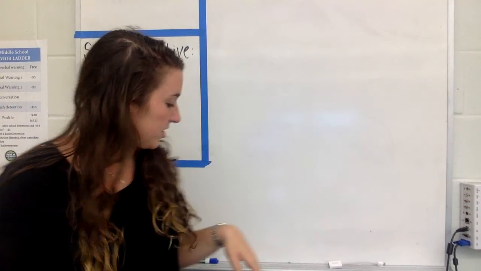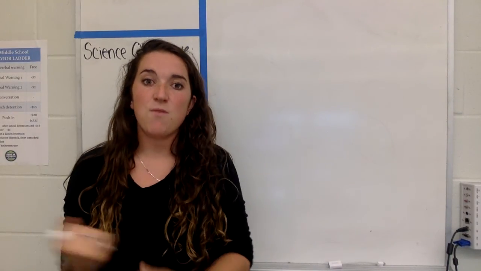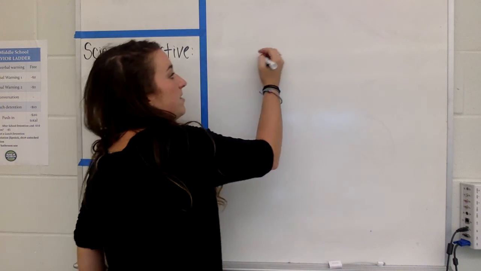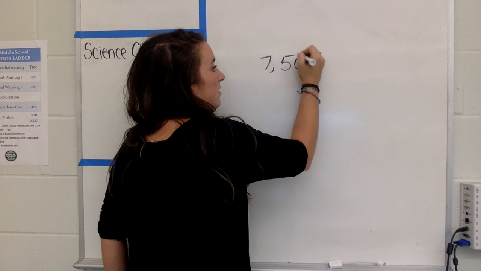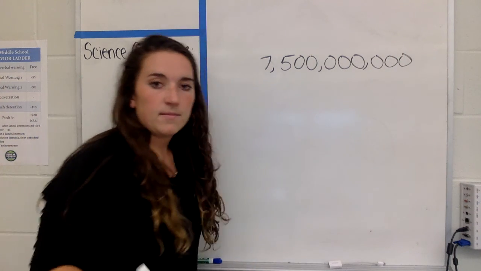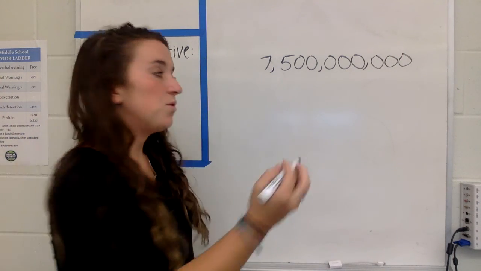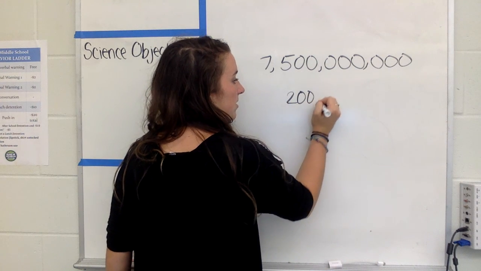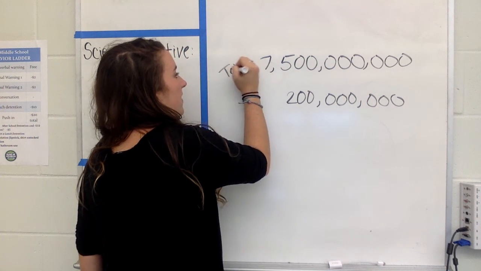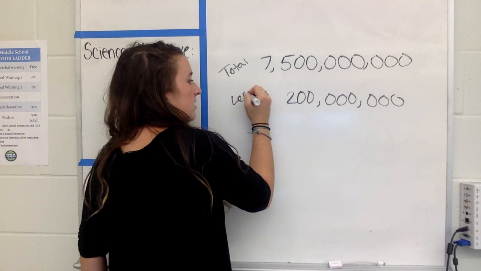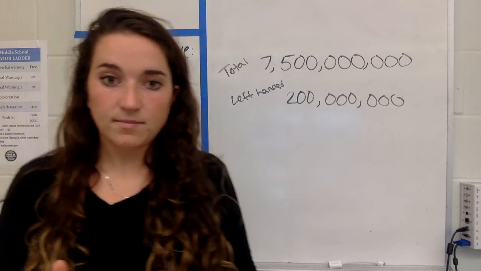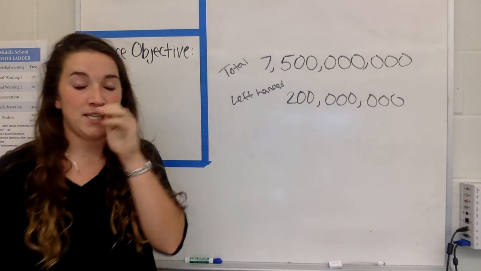All right, so for the first problem, we have the estimated world population was 7,500,000,000. Of the total population, 200 million of those people are left-handed. So this is total, this is left-handed. We're trying to find the percent of people who are left-handed according to this survey.